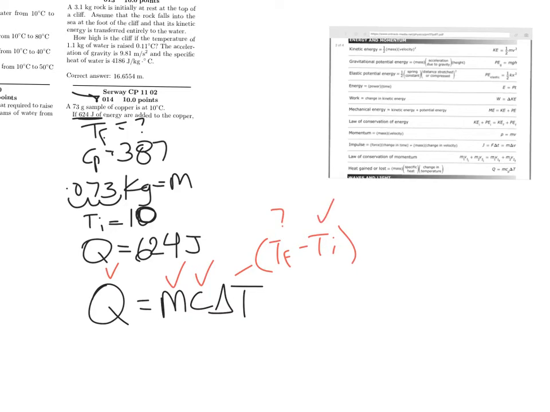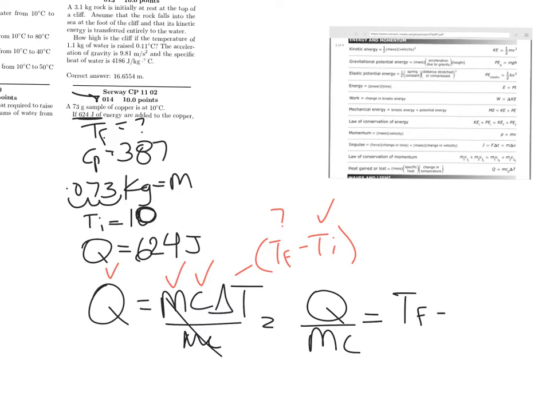So I'm going to have to do some algebra. We start furthest away, so I'm going to start over here. How do I get rid of these two guys? I'm multiplying by mc. How do I get rid of mc? You know this. Divide by mc on both sides. You end up with Q divided by the mass of the object times C equals T final minus T initial. Okay, and I need to find T final, so how do I get rid of this guy right here? I would add it. T initial goes to this side.